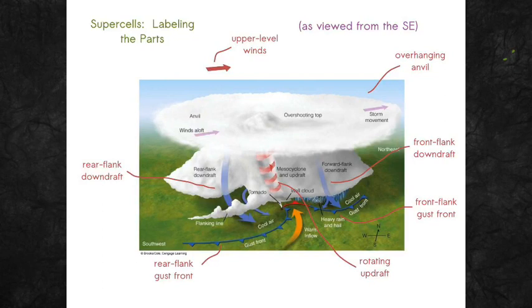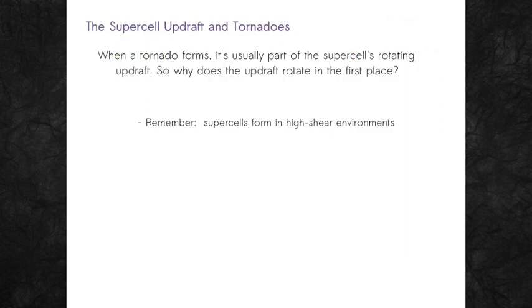Now, as you'd probably expect, tornadoes tend to form associated with this rotating updraft, typically. They'll be located right in this environment of the rotating updraft. That's not always the case. You sometimes can have tornadoes forming along the gust fronts as well. Sometimes you'll get little tornadoes along the rear flank gust front, for instance. But those are usually much weaker tornadoes and not very long-lived. The really strong tornadoes are mostly going to be associated with the rotating updraft.